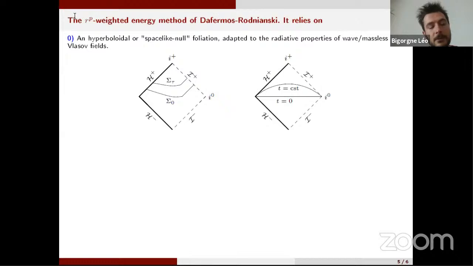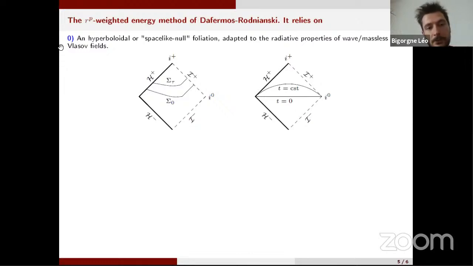So for this, one way to do that is to adapt the r^p weighted energy method of Dafermos and Rodnianski. This method has been used many times in order to study the wave equation on black holes. And here I had to adapt it to the massless Vlasov equation. So the key elements of this method are the following.